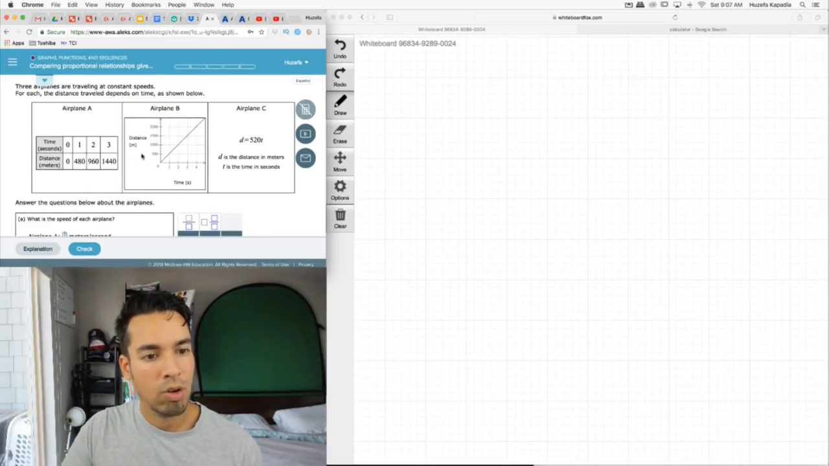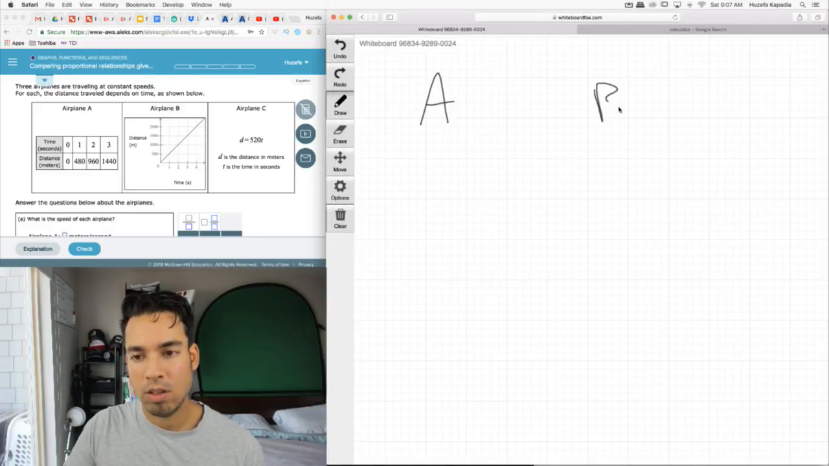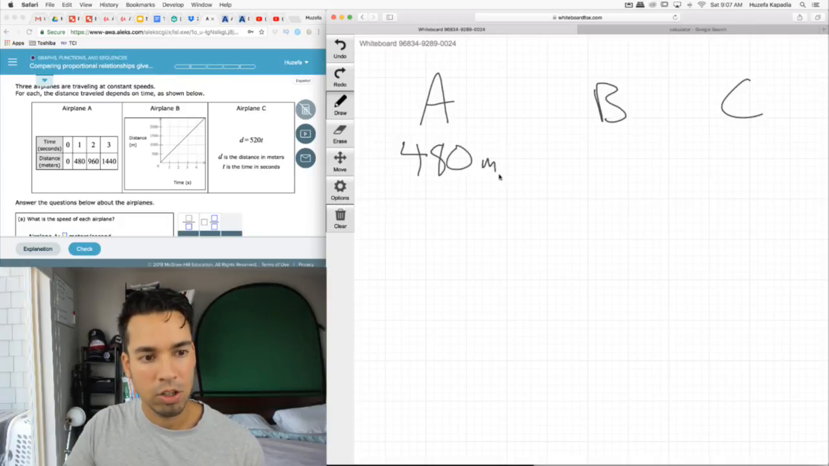The interesting thing is these are all different ways to represent the speed, but the speed is essentially the rate, it's distance per time, right? Just like miles per hour. So I can show you. Let's write it out here. Since we have a table here, I can say, wait a minute, we're going 480 meters every 1 second, right? 0 to 1, we're going 480. 1 to 2, another 480. So this is 480 meters per second.